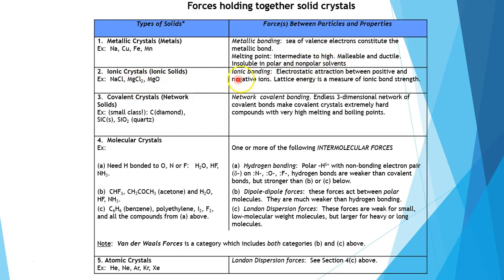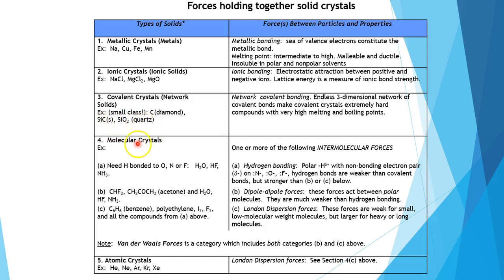On the other hand, in ionic crystals, the force that occurs between the particles is the ionic bonding, between the positive and negative ions, the cations and anions. They're attracted by electrostatic attraction. And the lattice energy that you studied in grade 11 is a measure of the ionic bond strength. For covalent crystals, the force of attraction is network covalent bonding. It's an endless three-dimensional network of covalent bonds.